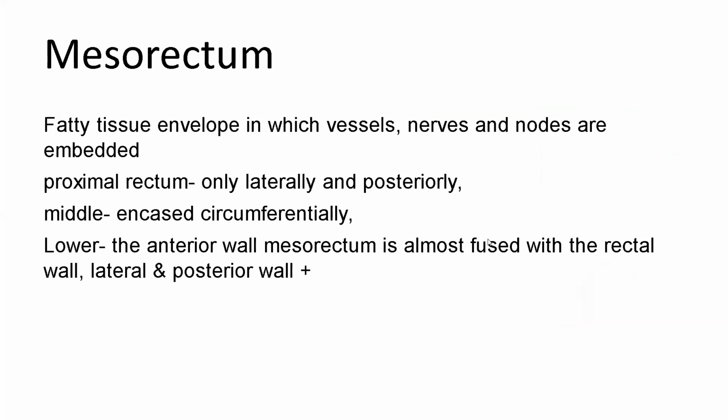Next, coming to the Meso Rectum. Now, Meso Rectum is defined as the fatty tissue envelope in which the vessels, nerves, and nodes of the rectum are embedded. There is a disparity in the volume distribution of Meso Rectum when we take the proximal, mid, and lower rectum. In the proximal rectum, only laterally and posteriorly the Meso Rectum is seen. Anteriorly, it is closely related to the peritoneal reflection.